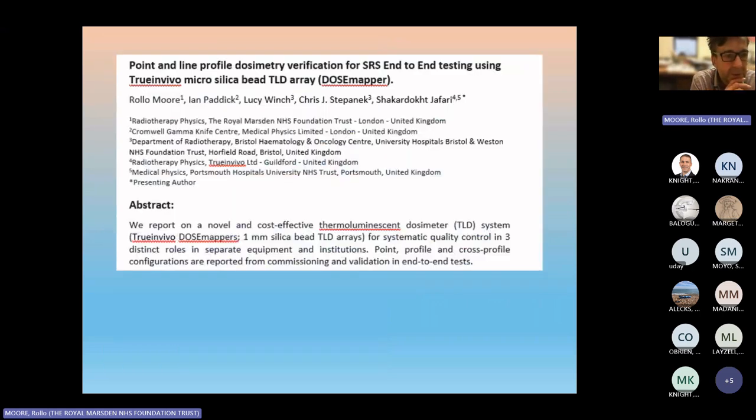So I just put that up to remind me that Shakar Jafari runs the company, and it's a very innovative and useful company, and it's a modest cost. So the gel system is probably of the order of 5 to 10 times more expensive than the TLD system, but that provides 3D information where the TLDs provide useful 2D information.